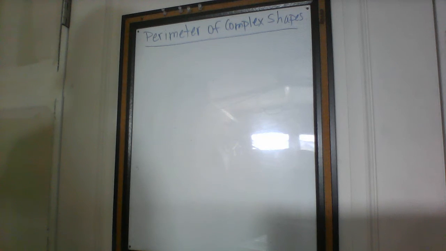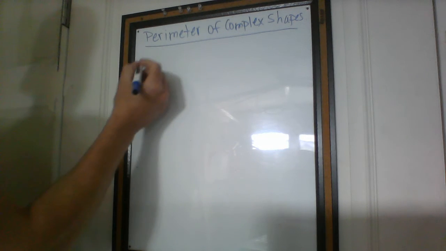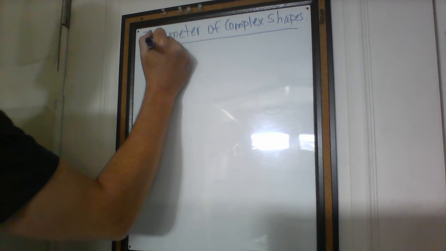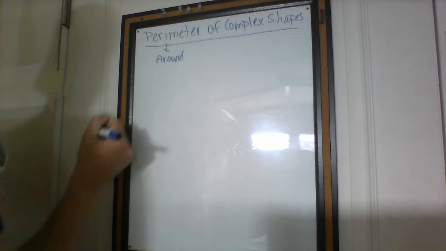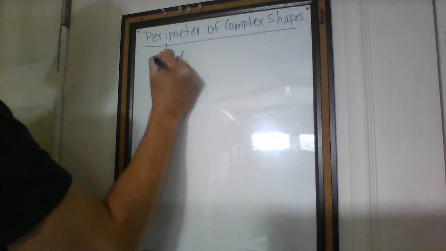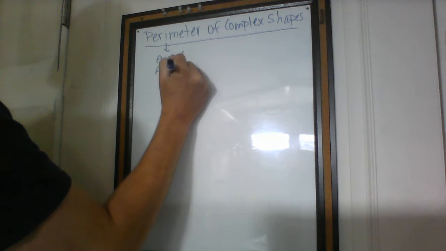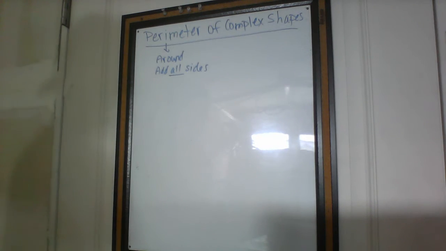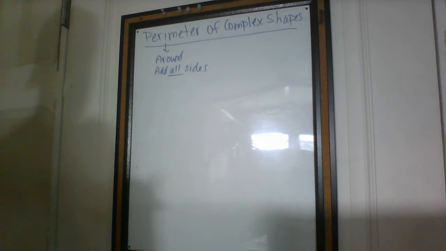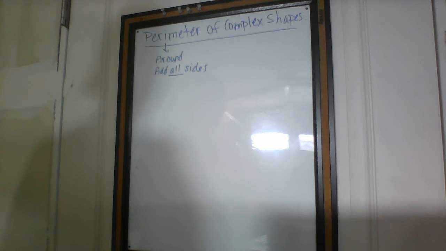Big thing to remember is perimeter means around, and with that, we're going to add all sides. So don't forget that it's the main part of perimeter. Seems easy, but when we get into the complex shapes, we can skip a simple step with figuring out the length of a side, or figure out an incorrect length.